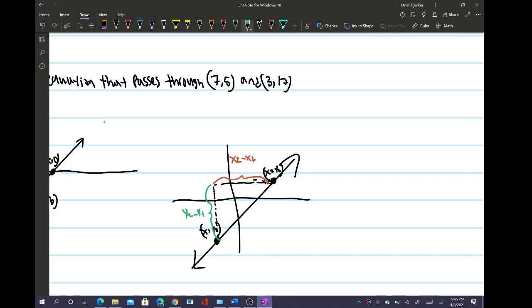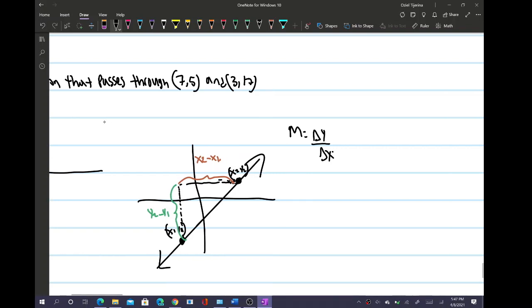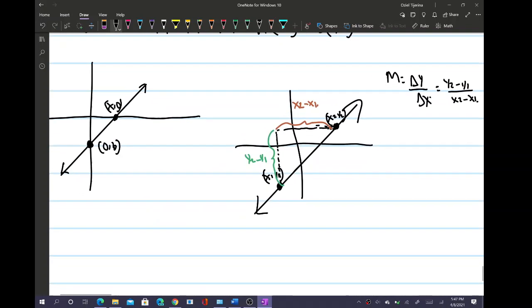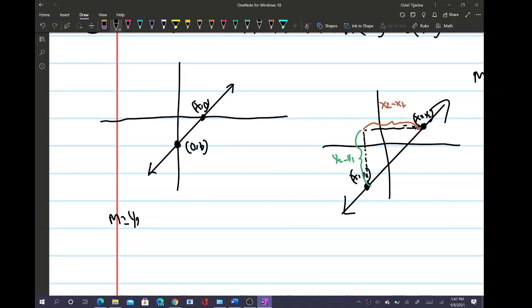And if you want to find your slope, that's just the change in y over the change in x. The change in y is y2 minus y1, over the change in x, which is x2 minus x1. So therefore, m equals y2 minus y1 over x2 minus x1, right?